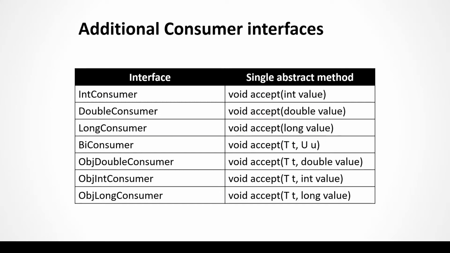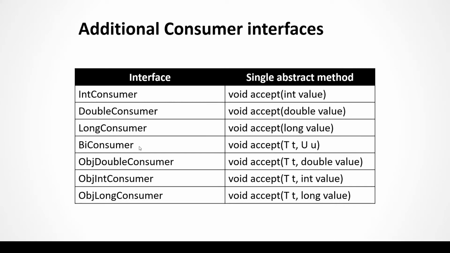Apart from the consumer interface itself, there are other variants of the consumer interface within the Java library. Those are listed in the table here. IntConsumer, which accepts the primitive int. DoubleConsumer, which accepts the primitive double.